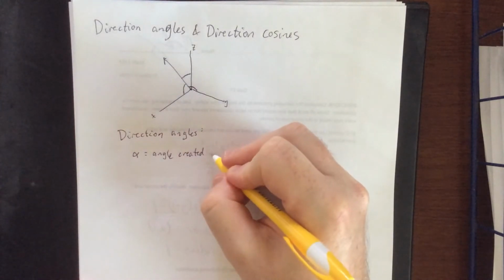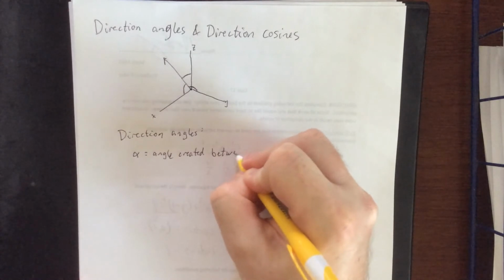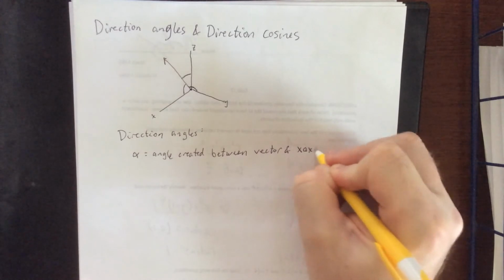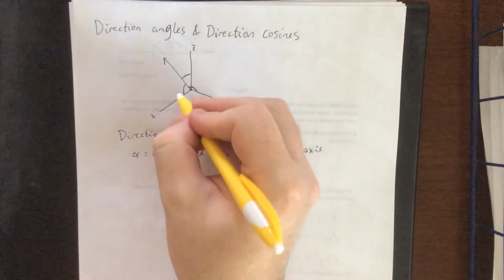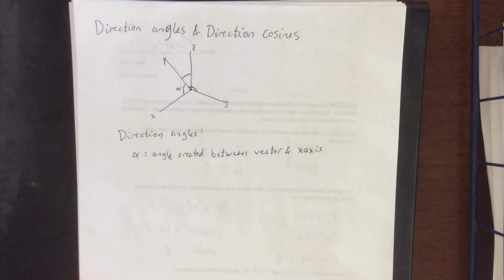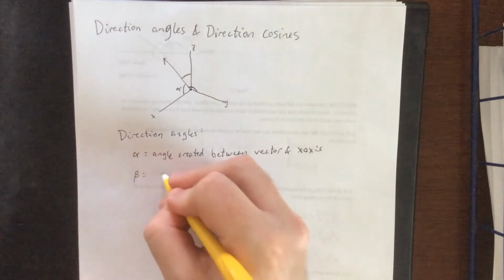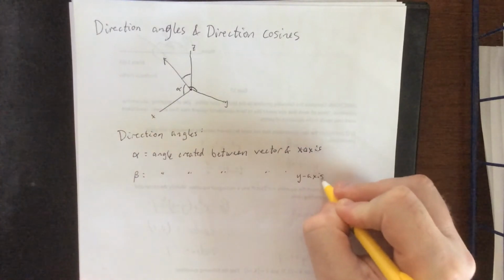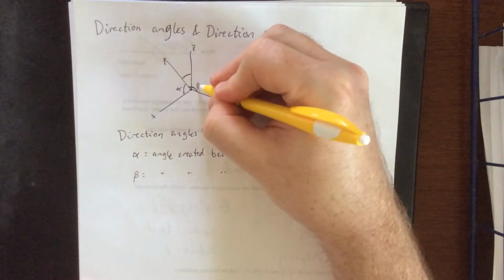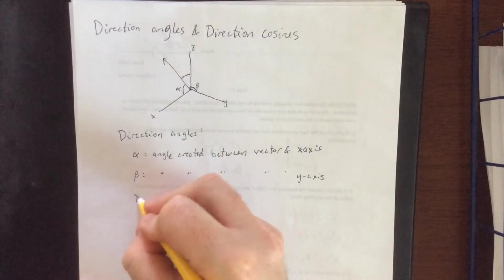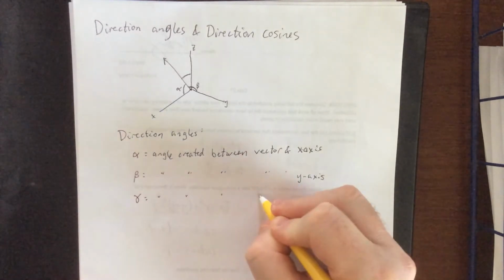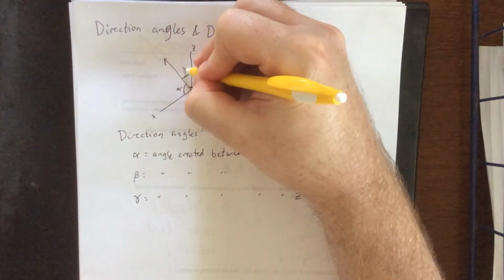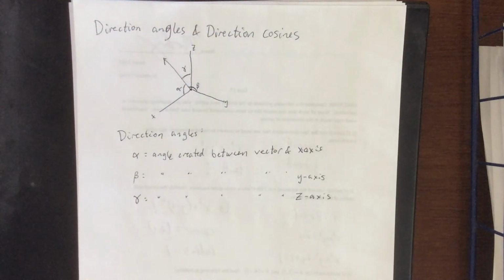created between the vector and the x-axis. So this angle right here would be referring to alpha. Beta is going to be the angle created between the vector and the y-axis. So this one right here would be beta. And finally, gamma is going to be the angle created between the vector and the z-axis. So this one right up here would be the angle gamma.